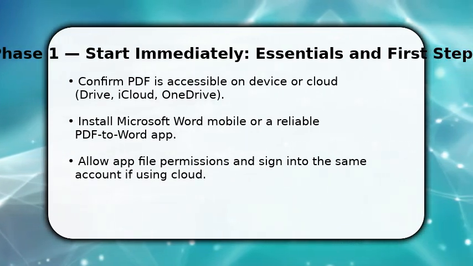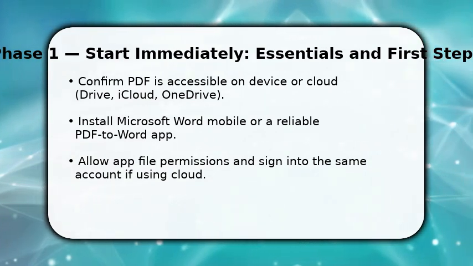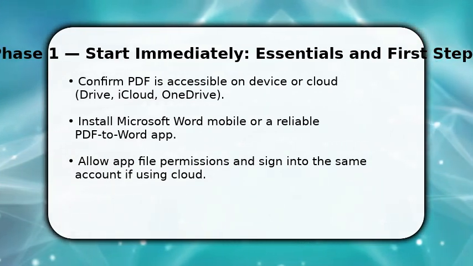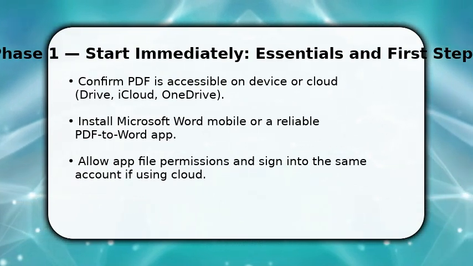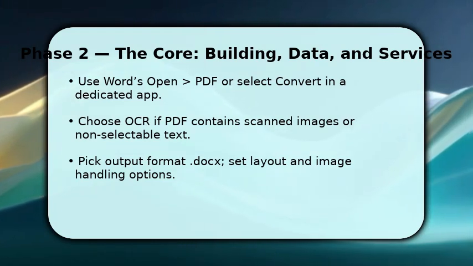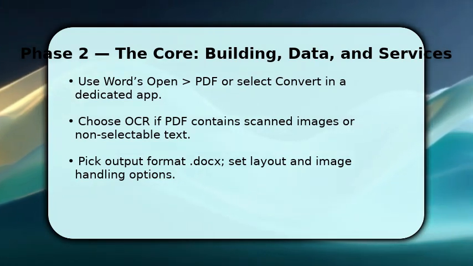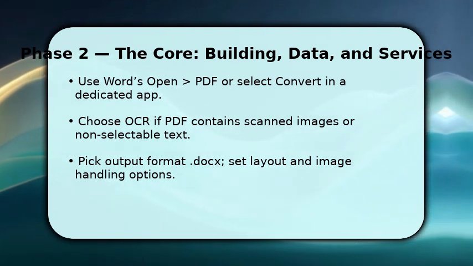Now, locate the PDF in the app's Open or Import menu to begin the conversion process. You tap Open, then choose the PDF. Word will offer to convert it to DOCX. Accept and wait as it processes. If the PDF is a scan, enable OCR so text becomes editable. This improves accuracy but may take longer.